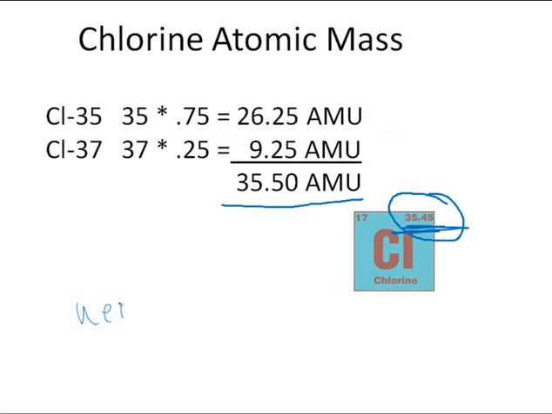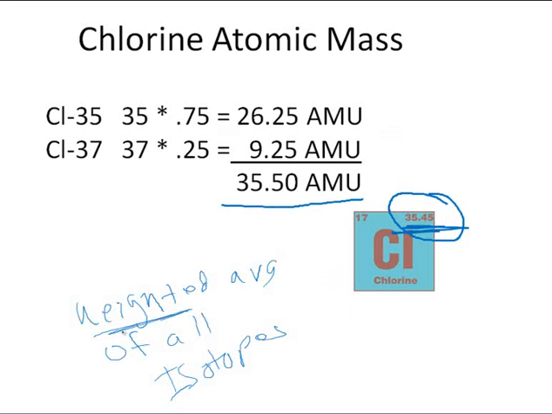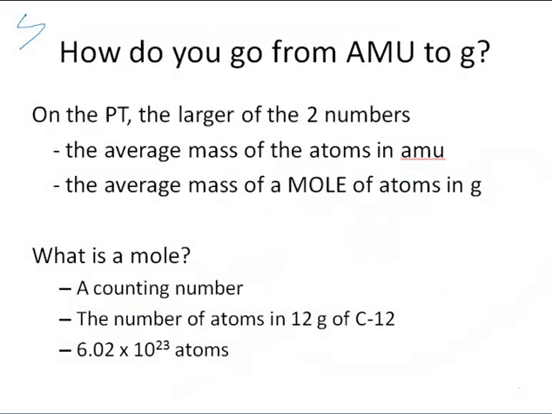So let's write that down. It's the weighted average of all isotopes. And they're weighted based on their percent abundance or their natural abundance. Okay, that's what this number is. And it's often just called atomic mass. So if you see two numbers on the periodic table, the smaller of the two is the atomic number. The larger of the two is going to be the atomic mass.